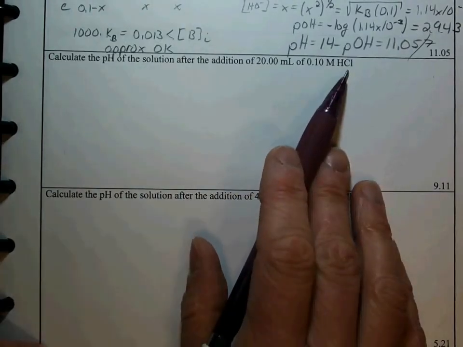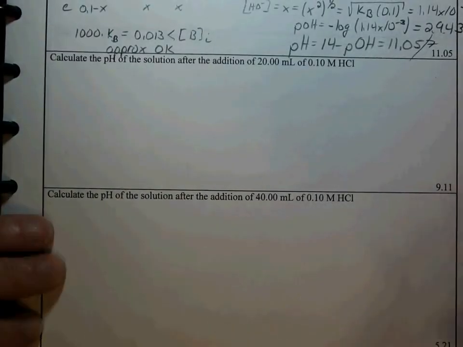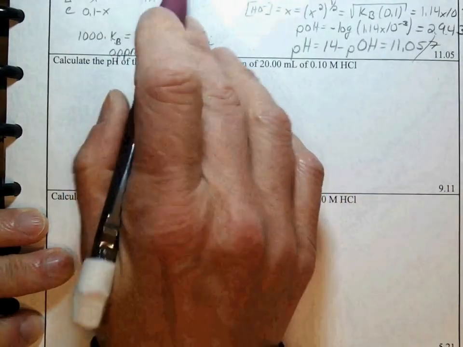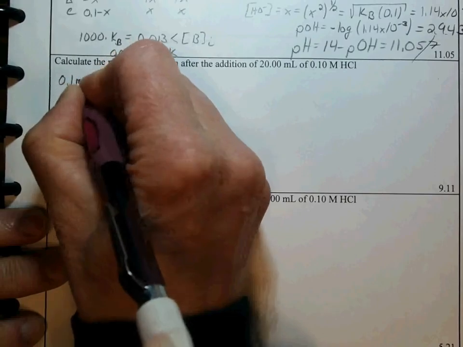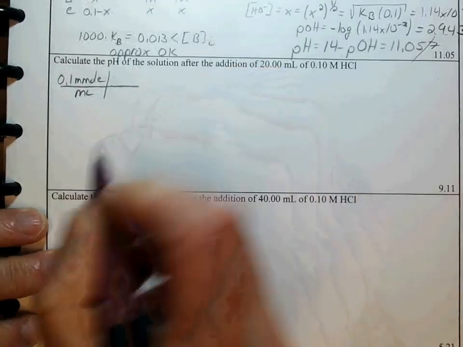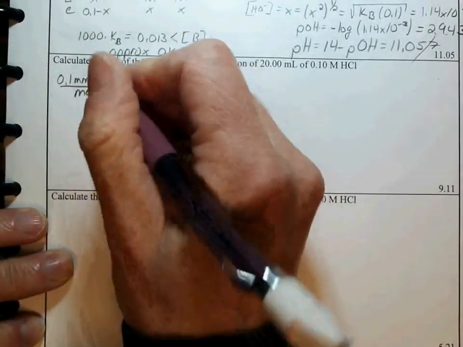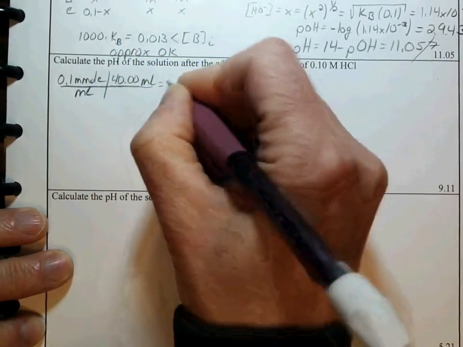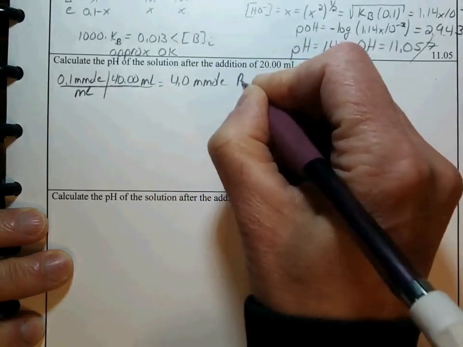Okay, the next question is to calculate the pH after an addition of 20 milliliters of our strong acid. Okay, so now we need to know how much acid and base we have added together into our solution. The base is 0.1 molar, 40 milliliters, so we have 0.1 millimoles per milliliter. Millimoles per milliliter is the same as moles per liter, and if we multiply that by 40 milliliters, we have 4.0 millimoles of our weak base initially.